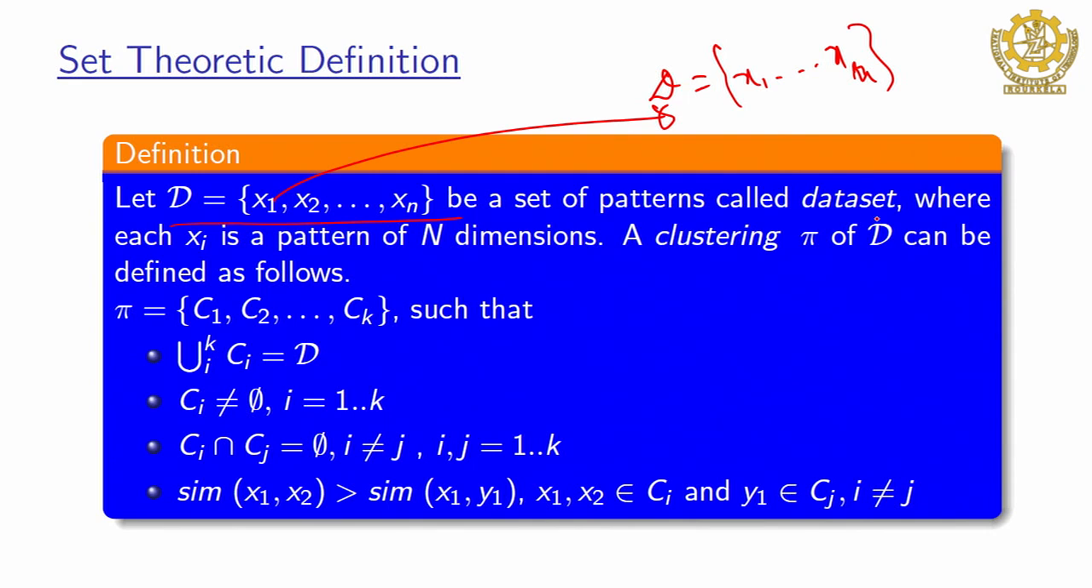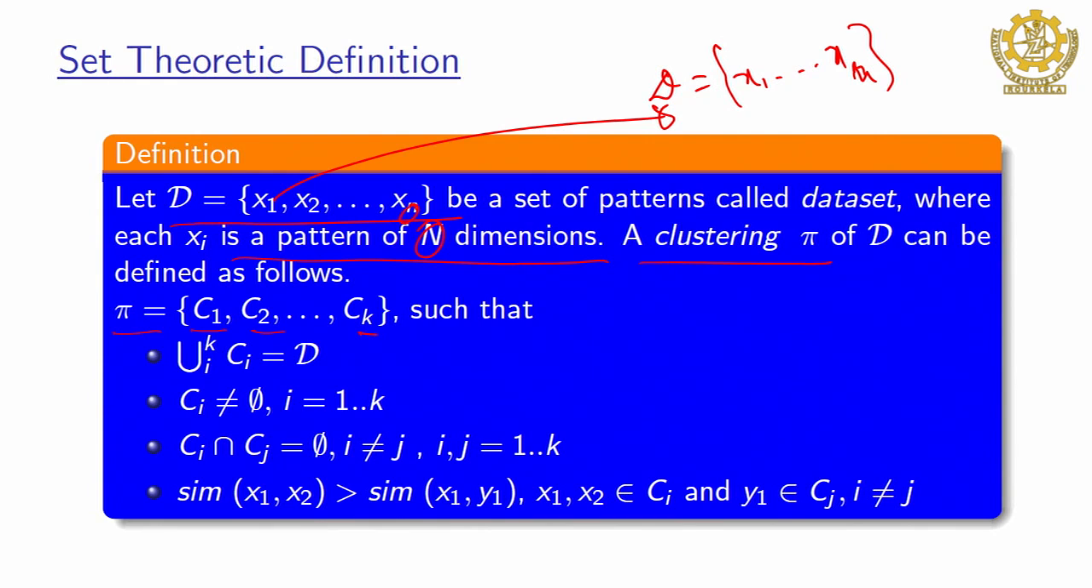D is a set of patterns called the data set, where each x i is a pattern of n dimensions, meaning n features. So each object has n features. Now, what is clustering? Clustering is nothing but the partition of the data set. A clustering pi of the data set can be defined as follows: pi is C 1, C 2, up to C k, where each one is a cluster.